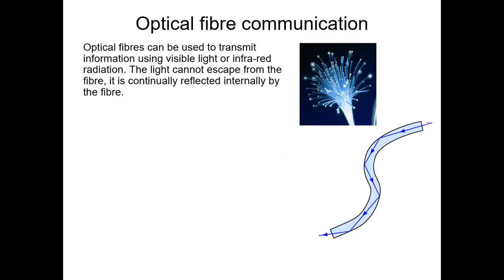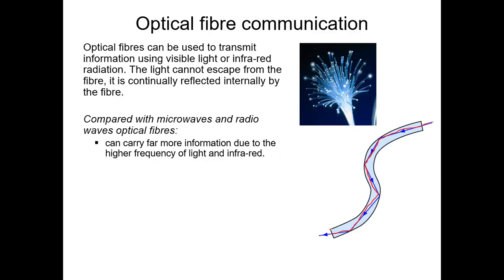Let's say this is the incident light and total internal reflection is happening at all the places inside the fiber. That's how data is being transferred. So compared with them, we have to look at its advantages. Like what are the advantages if you transfer data through light and optic fiber over the microwaves or radio waves?